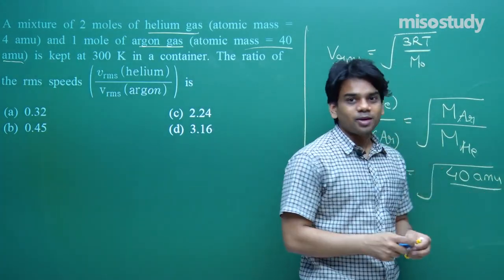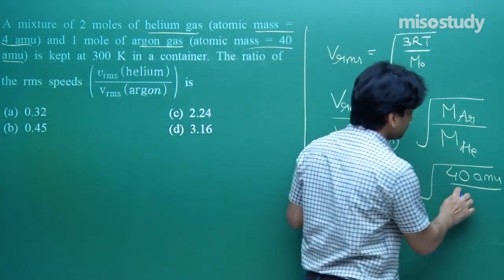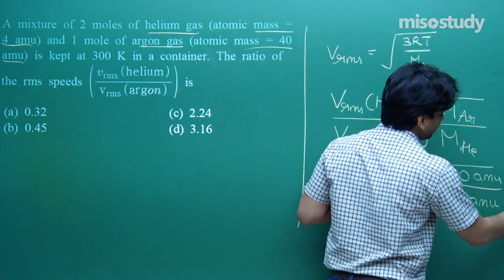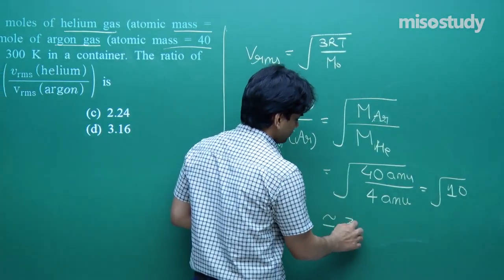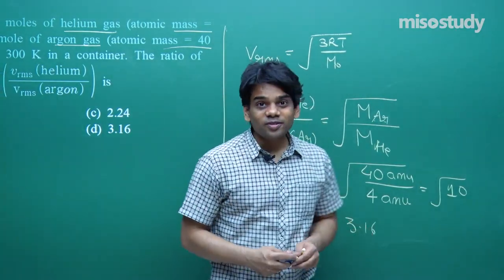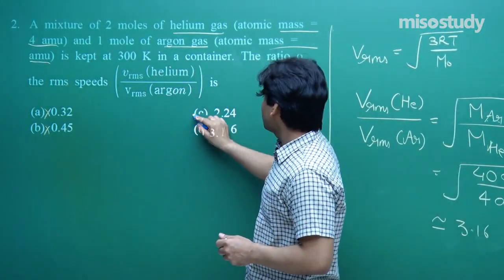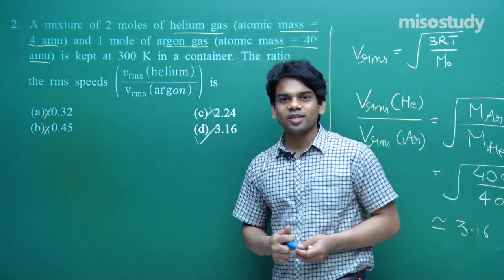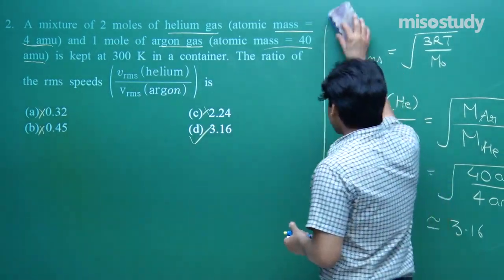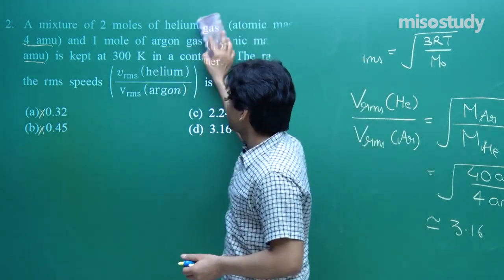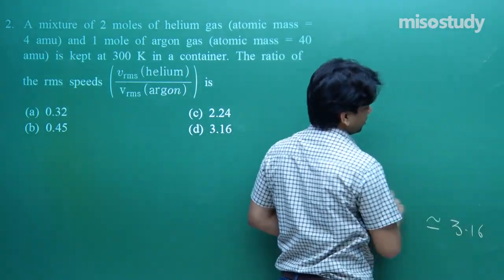divided by molecular mass of helium. Helium molecular mass is given as 4 atomic mass unit. Substitute its value as 4. Clearly, you will be obtaining this as under root 10. Under root 10 is nearly equal to 3.16. Let's check with the given options. 0.32, no, this is not the answer. 0.45, no. 2.24, no, and 3.16, yes. Under root 10, 3.16. So write this. In this way, we can obtain it. This question was asked in a previous year examination, so I believe that now you have the idea what questions can be raised in this chapter.